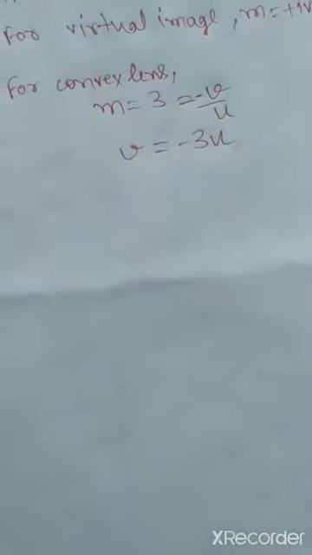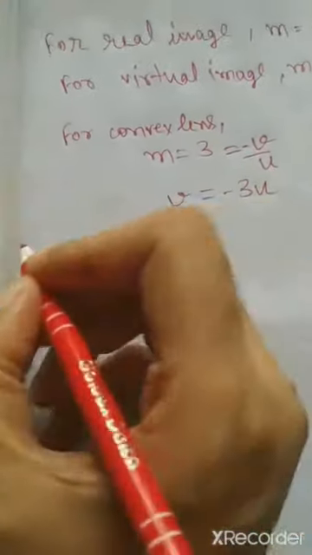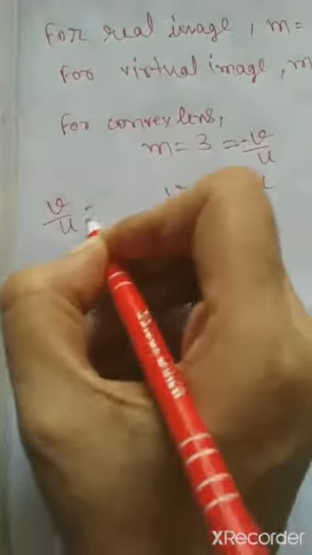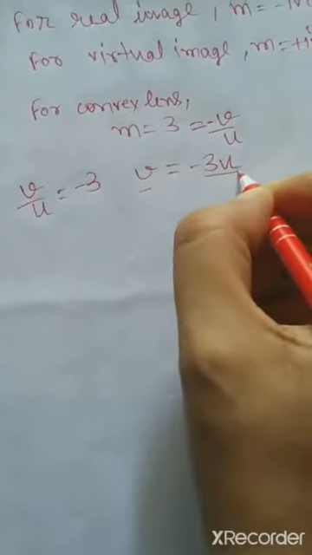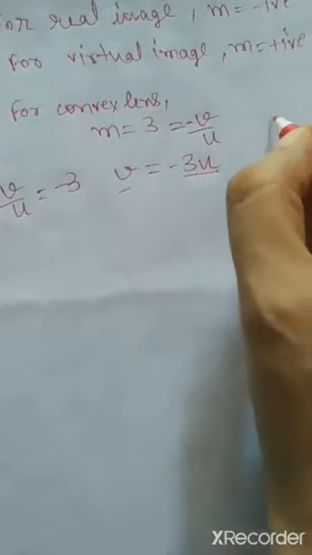Are you getting? So that means for convex lens m value will become negative. I have put the sign here, this is how V by U will become equal to minus 3. Okay, so V will become equal to minus 3U. So when we use the lens formula, 1 upon f is equal to 1 by V minus 1 by U, in place of V we will put minus 3U here, and if the focal length is given to you, you can find out the object distance.